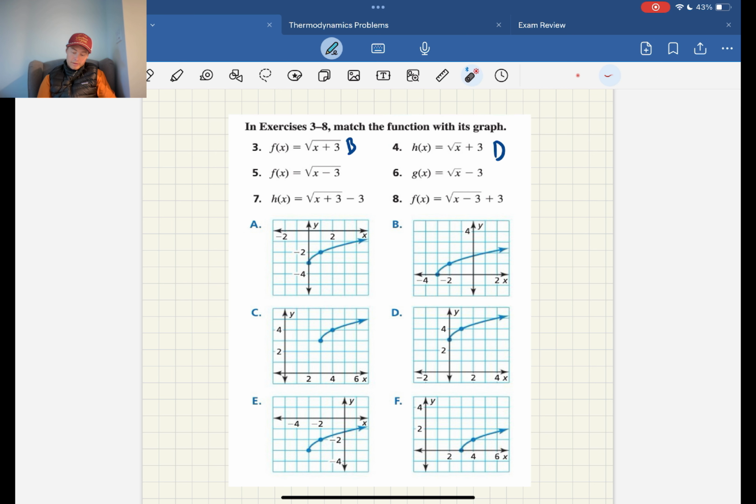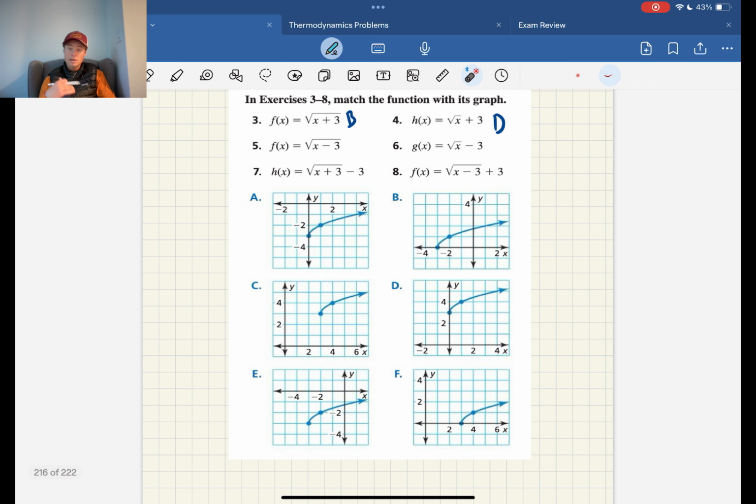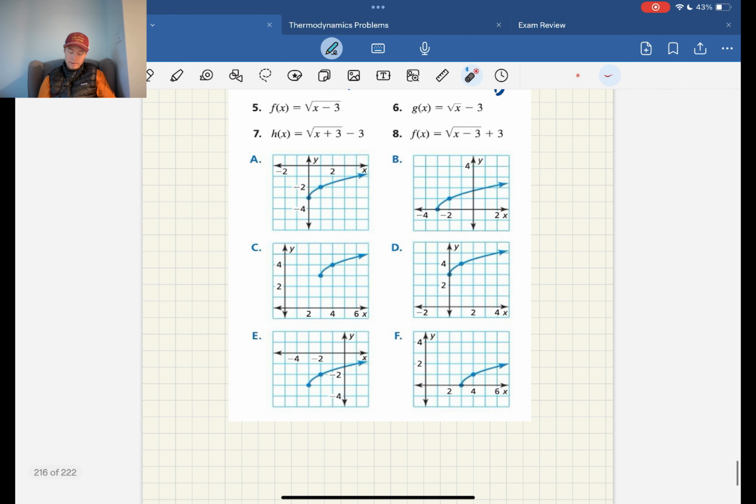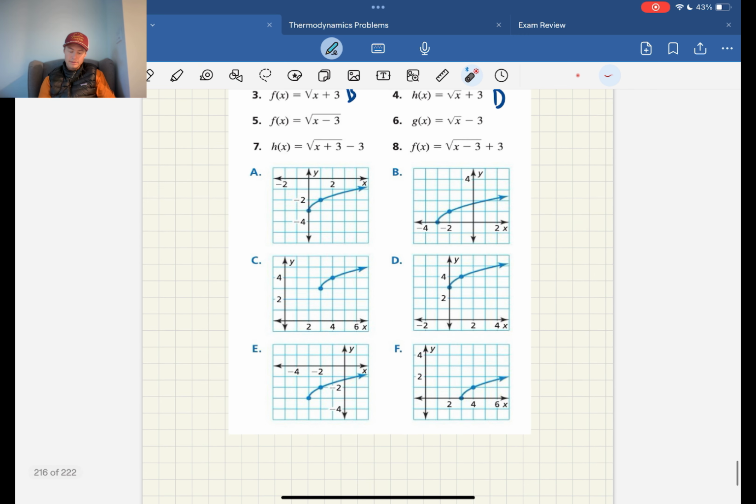Number 5, square root of x minus 3. Okay, this is very similar to number 3, except instead of a plus 3, it's a minus 3. If a plus 3 shifted it left 3 units, what do you think a minus 3 does? You're right, it shifts it right 3 units. Okay, F, instead of starting at 0, 0, starts at 3, 0, so it shifted it right 3 units.